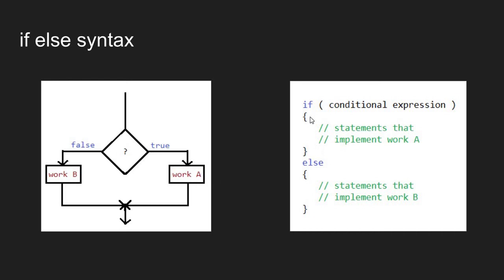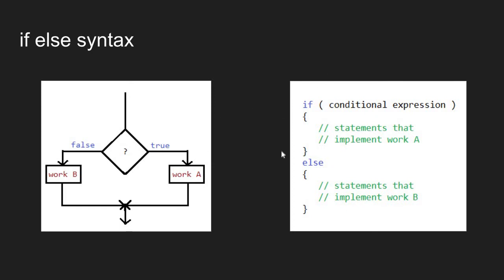Now, immediately following the if code block, I'm going to have the keyword else. After the else, I will have no pair of parentheses, no conditional expression. The else keyword is all by itself. Then underneath the else keyword, I'm going to have another code block. And inside this code block, I will have all of the statements that implement work B.